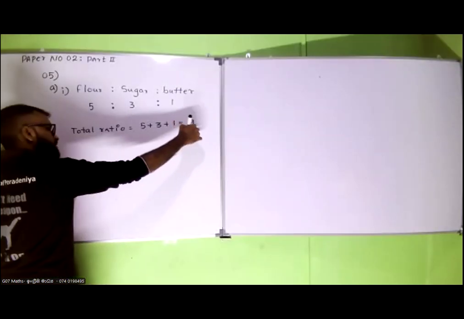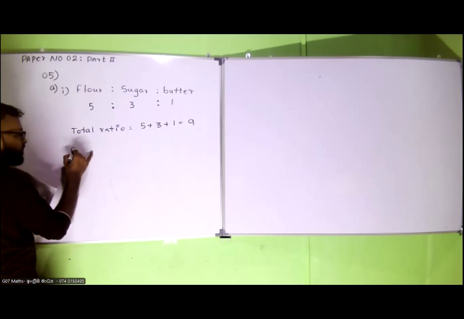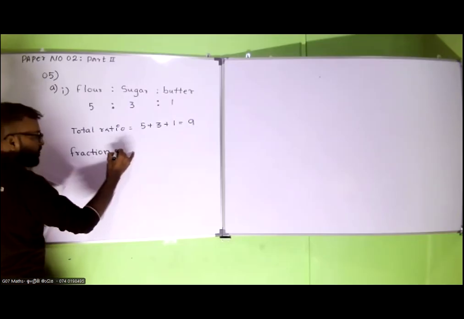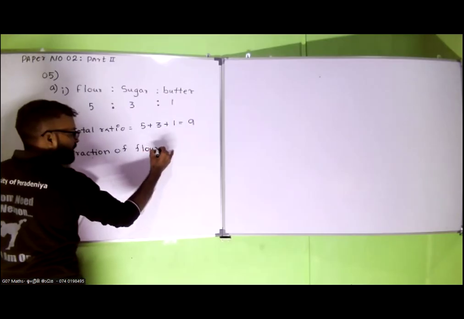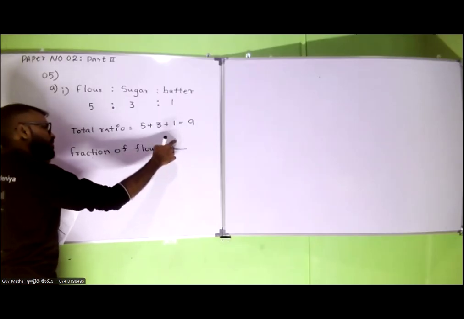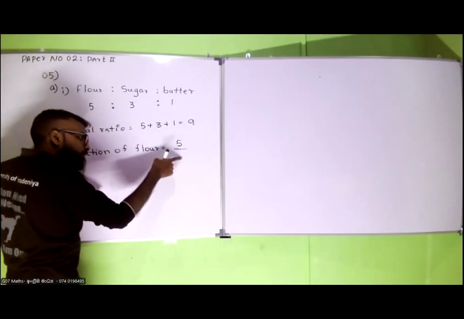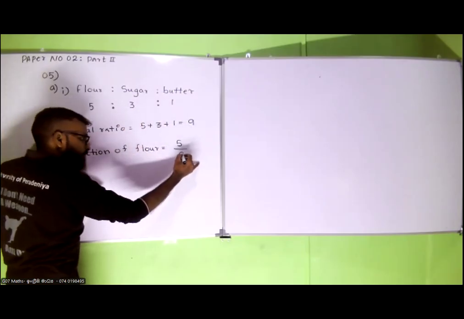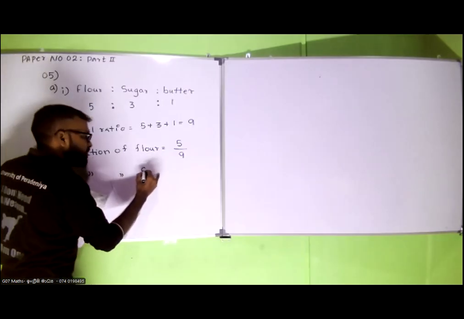So out of these 9 parts, 5 parts are flour. The fraction of flour can be written like this: the numerator is the parts of flour, which is 5, and the denominator is the total parts, 5 plus 3 plus 1, which is 9. So 5 upon 9.